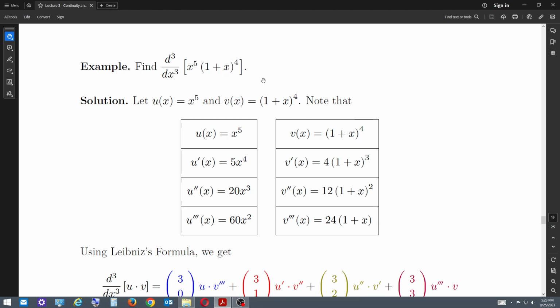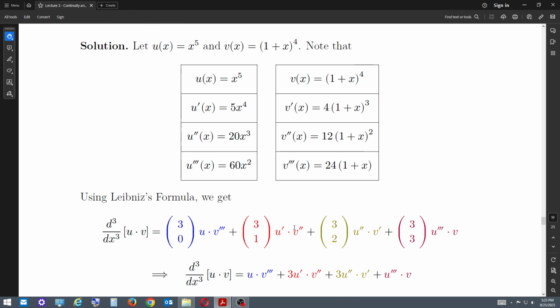Now the first thing I usually do is write down the derivatives, right? And I like to write them like this, and I'll explain why. So remember, we're going to need up to the third derivative for both of them. So we start with u, we start with v, and we differentiate and see what we get. u prime, u double prime, u triple prime. v prime, v double prime, v triple prime.